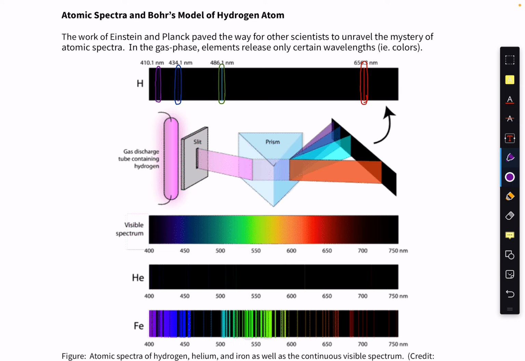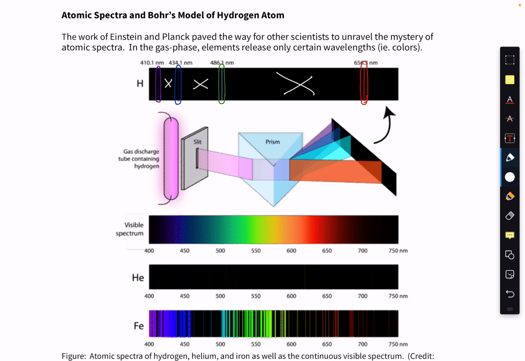Those are the only 4 colors of visible light that hydrogen produces. All of the other colors in between are missing. There are these gaps in between. And so the light that is emitted by atoms appears to be quantized. There are only certain allowable values for frequency, wavelength, and energy that I can get out of these atoms.